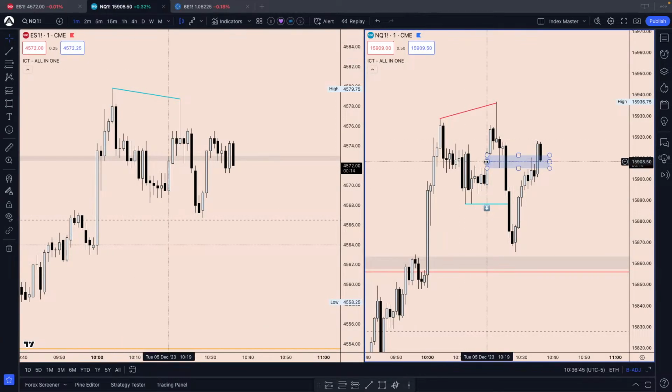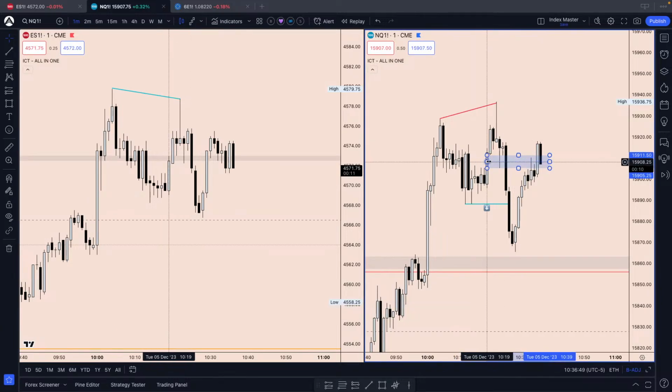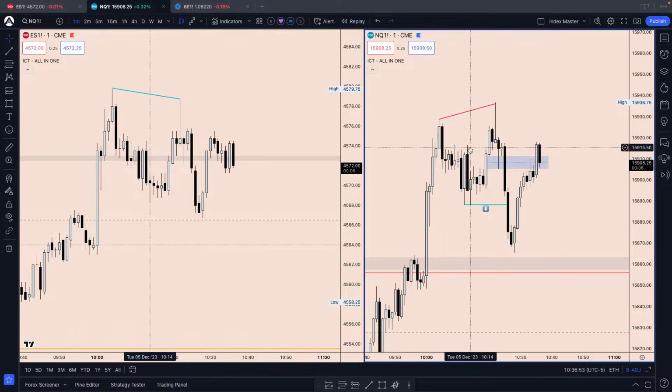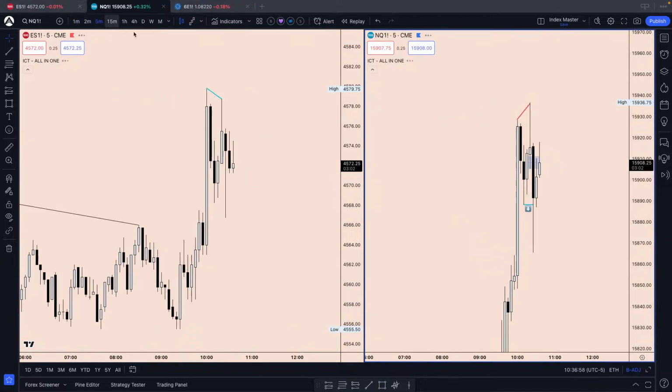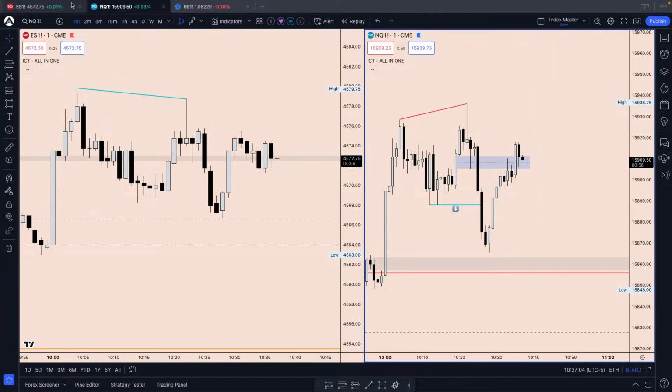We close back above our highest bearish fair value gap on NQ, above our inversion fair value gap. Our breaker block is still intact, I'd say. Yeah, let's maybe look at it on a 5-minute time frame. Well, kind of hard to call it a break on the 5-minute.